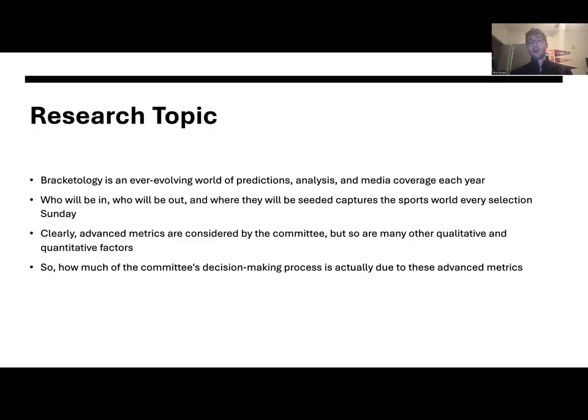And clearly, as we've gone along, we know that advanced metrics are considered by the committee. We know this because they publish their metrics and the criteria they use to select teams, but so are many other qualitative and quantitative factors. So this really brings up the question of how much of the committee's decision-making process is actually due to these advanced metrics, and how can we predict using them?